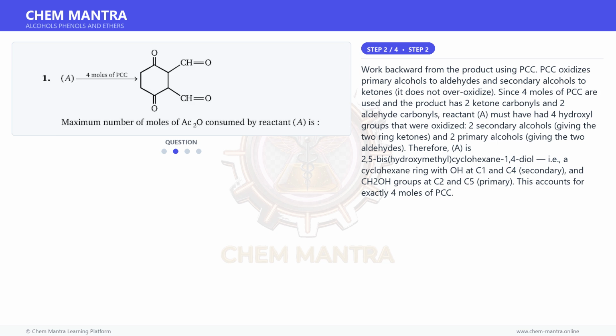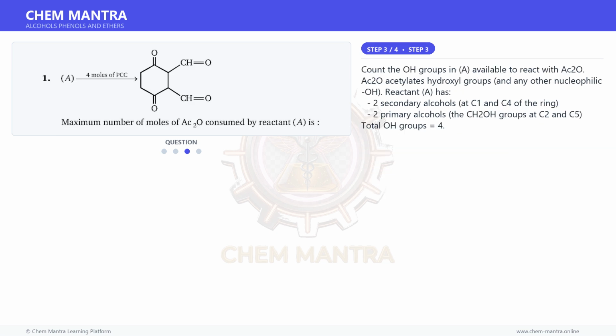Therefore, A is 2,5-bis(hydroxymethyl)cyclohexane-1,4-diol, i.e., a cyclohexane ring with OH at C1 and C4, secondary, and CH2OH groups at C2 and C5, primary. This accounts for exactly 4 moles of PCC. Moving on to the next step.